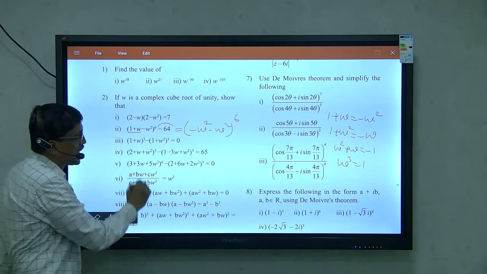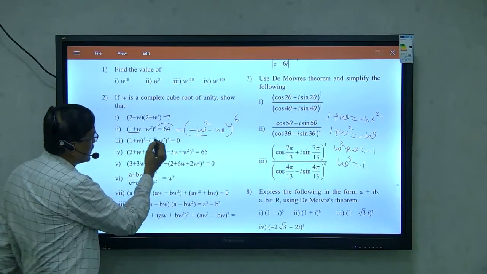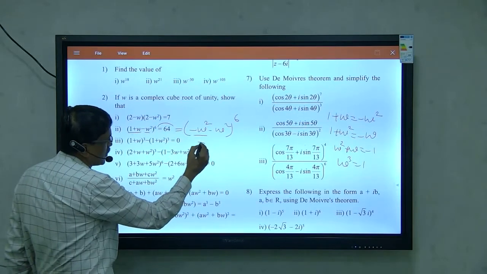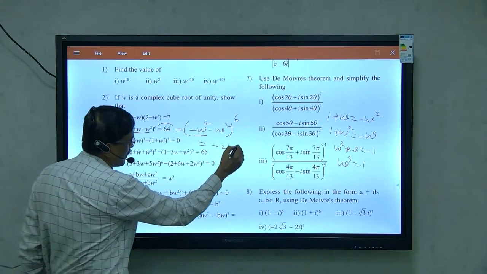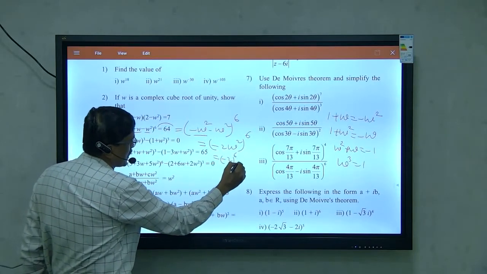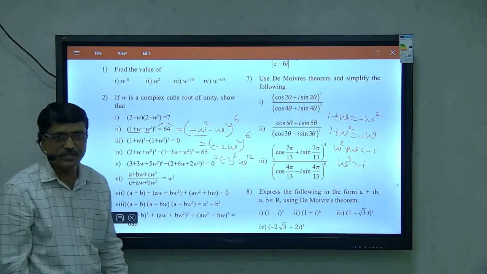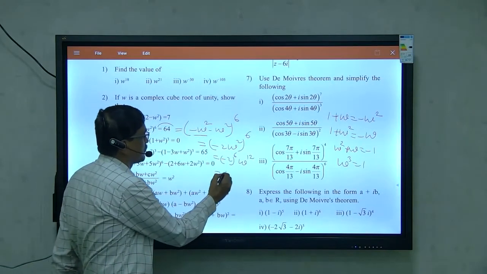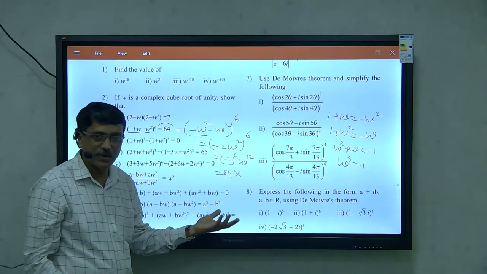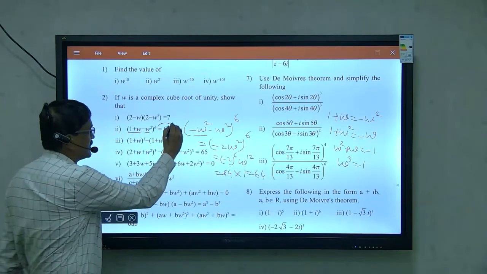What is 1 plus omega? It is minus omega square. So the original expression is (minus omega square) raised to 6. That is minus 2... that is, (minus 1) raised to 6 into omega raised to 12. So what is minus 1 raised to 6? It is 1, into omega raised to 12. 12 is a multiple of 3, so its value is 1. So finally it is 64, which is our right hand side.